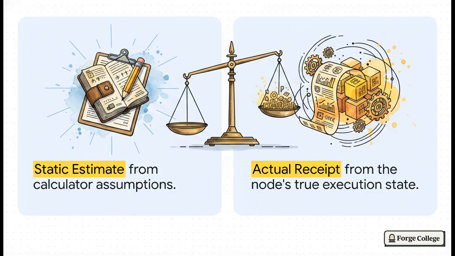This happens because the node's state is completely dynamic. The base fee might have ticked up by a fraction of a percent in the split second between your estimate and the actual execution, or maybe a minor contract refund changed the gas used. Remember, the actual receipt is always your ultimate source of truth.